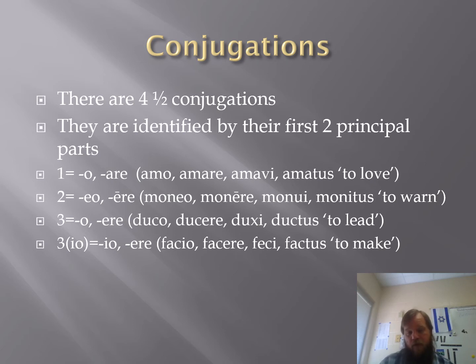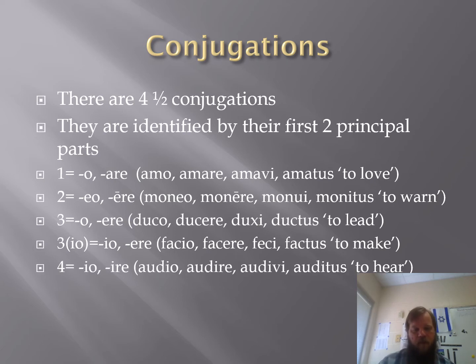So facio, facere, feci, factus. There are not very many of these verbs, but it's some very common verbs. Facio is one of the more common ones, as is cupio, cupere, cupivi, cupitus, meaning to desire. Those two are very common here. Okay? And then fourth conjugation is IO, like third IO, and IRE: audio, audire, audivi, auditus, to hear.